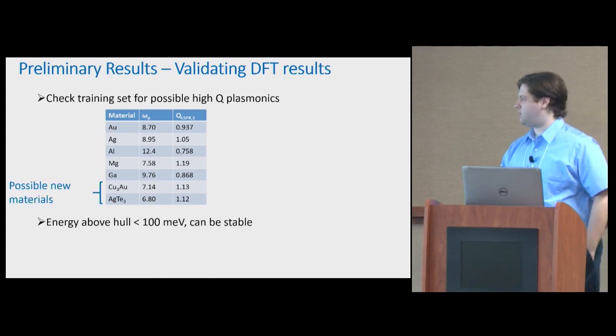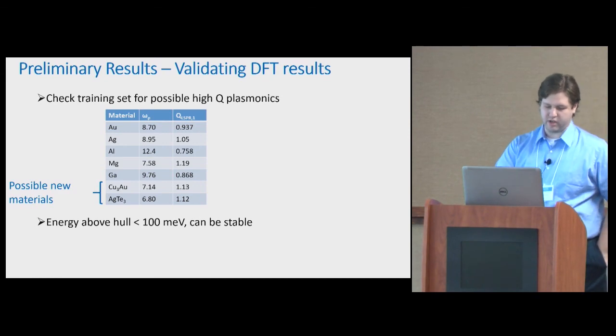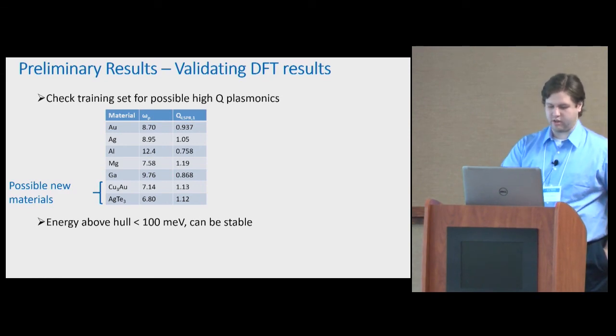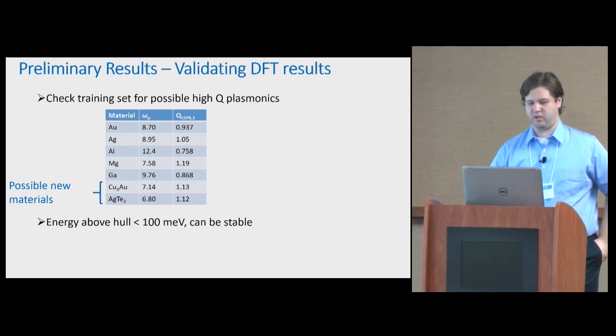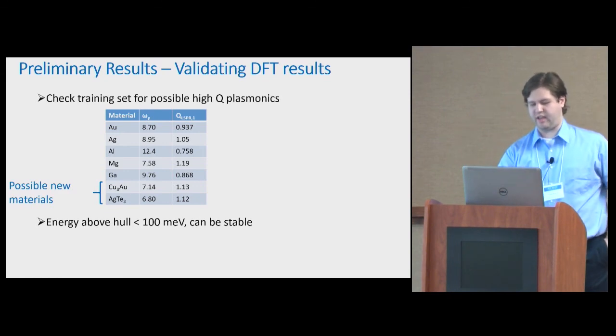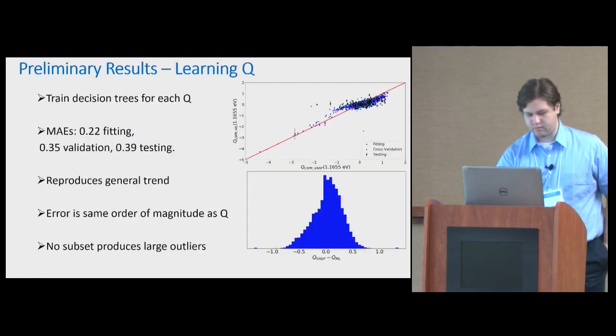And here we see two possible new plasmonic materials, copper-3-gold and silver tellurium. Both of these have higher quality factors than the 3 commonly used metals, and they have low energy above hull, so they may be stable.